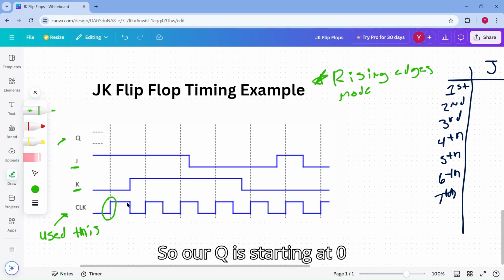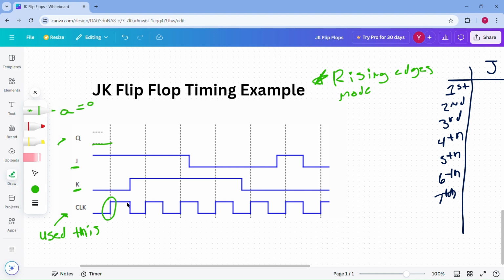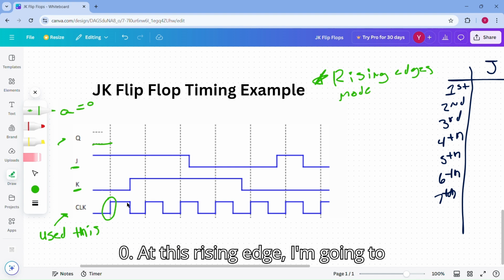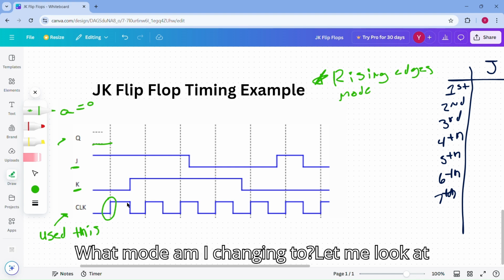So our Q is starting at 0 here. Just draw it right here. This is given. Q is starting at 0. At this rising edge, I'm going to change states. I'm going to change modes. What mode am I changing to?